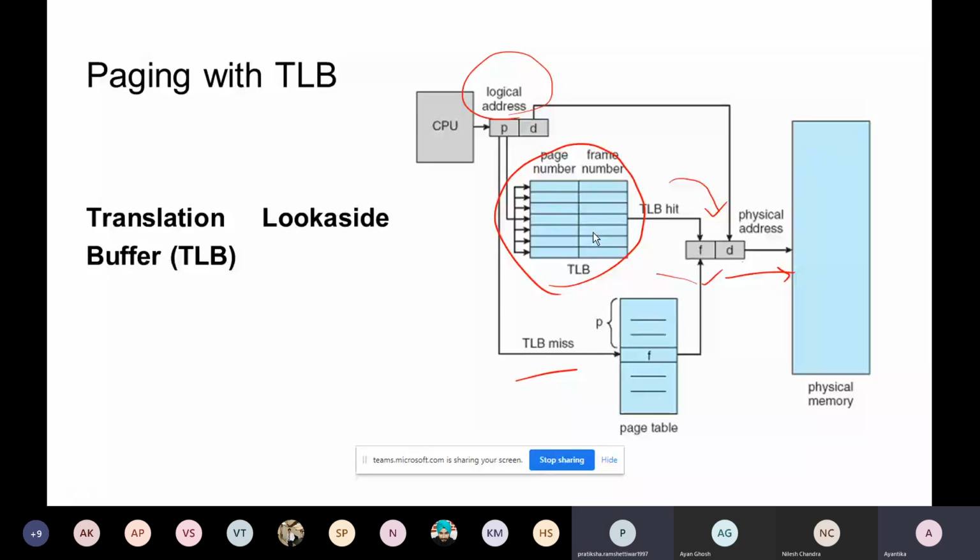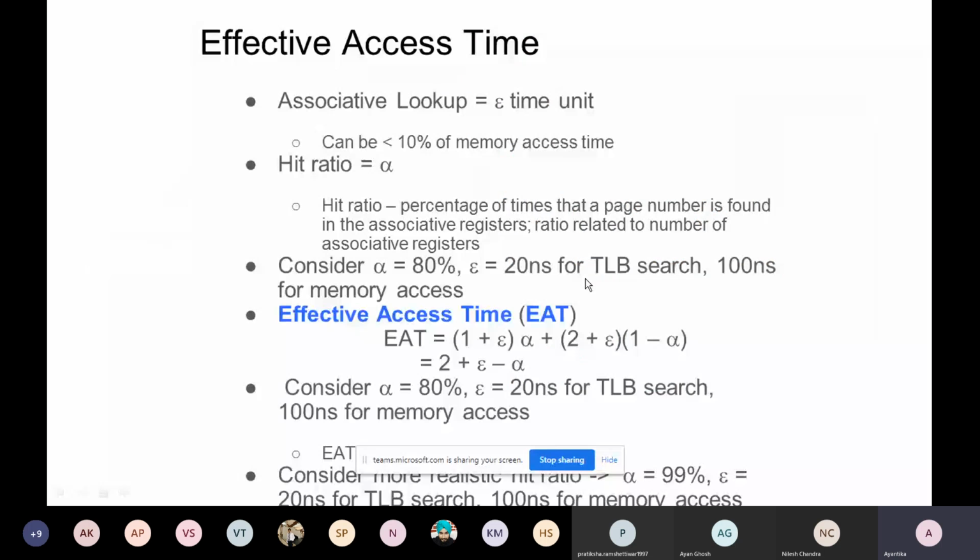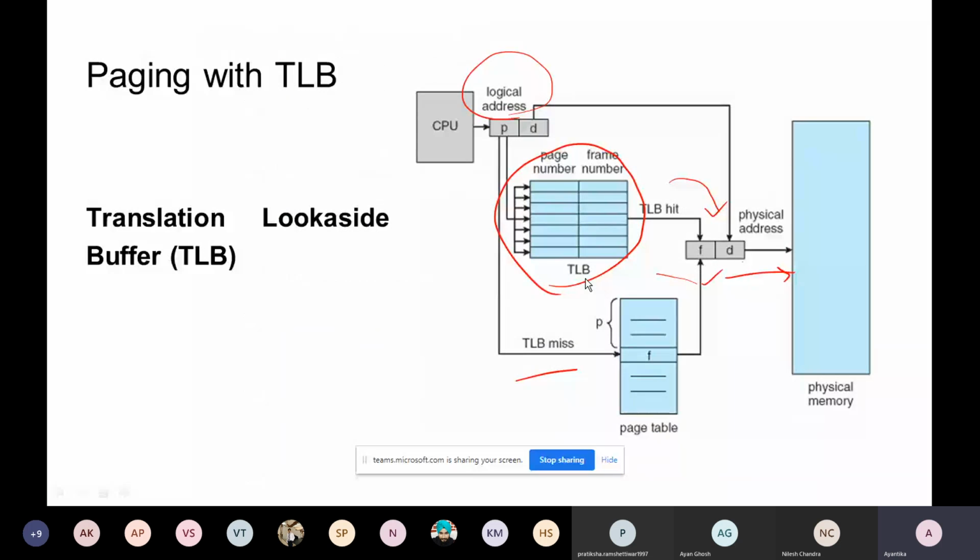Buffer means whenever your CPU is generating a logical address, ideally in our paging technique, we directly go to the page table and try to find the page to frame mapping, right? That is clear, right? Yes, ma'am. But here we are keeping an intermediate buffer, this TLB buffer, which is storing maybe some most recently used page to frame mapping information.